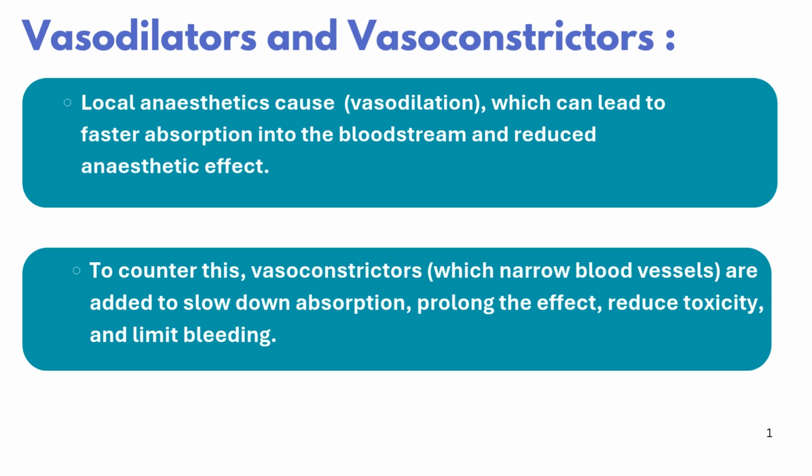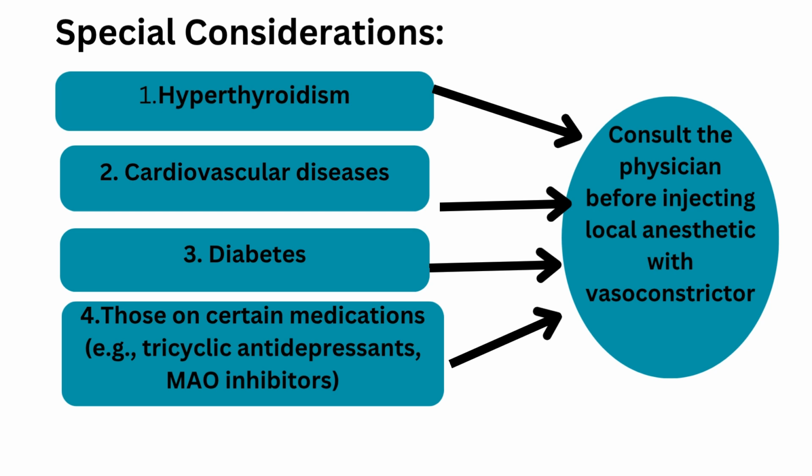The local anesthetic contains vasoconstrictor because without the vasoconstrictor they cause vasodilation, and they can be transferred to the bloodstream and the effect would be toxicity. Therefore vasoconstrictors are added to the local anesthetic agents so that they can narrow blood vessels or cause constriction, and they slow down the absorption, prolong the effect, reduce toxicity and limit bleeding.